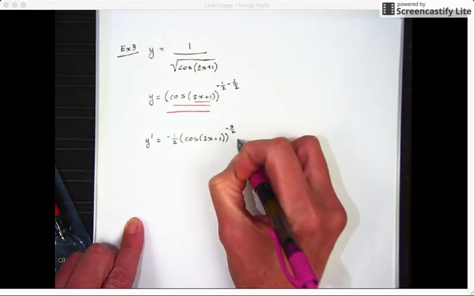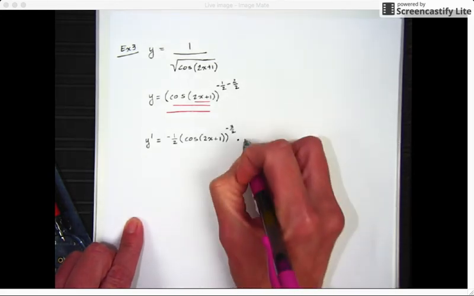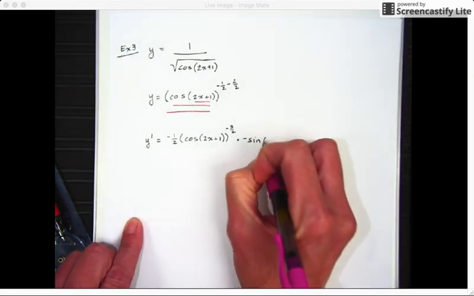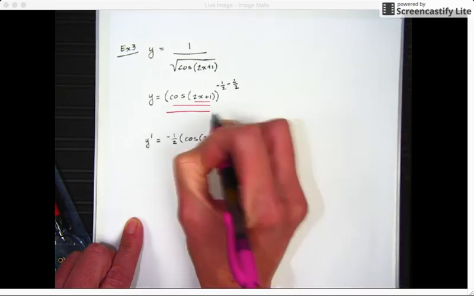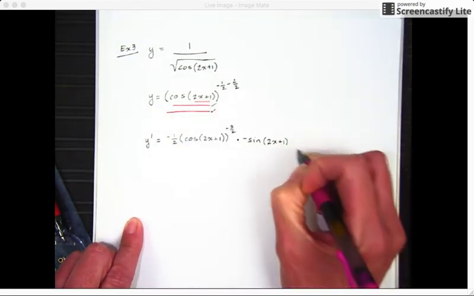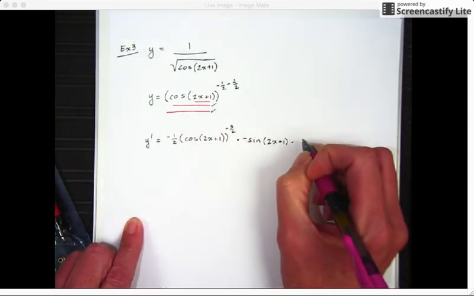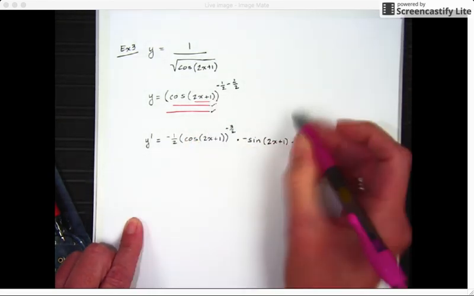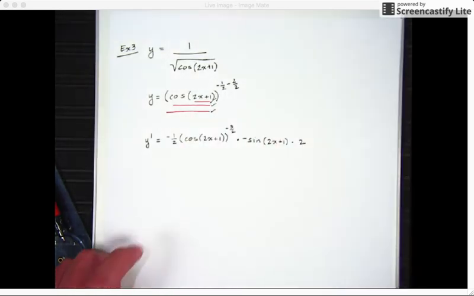And then I'm going to multiply times the derivative of cosine. Well, the derivative of cosine is negative sine. And then everything on the inside stays the same. So I did this one, and now I just did that one. And then I'm going to multiply times the derivative of the innermost function. So the derivative of 2x plus 1 is just 2. And that one's done. And there you go.